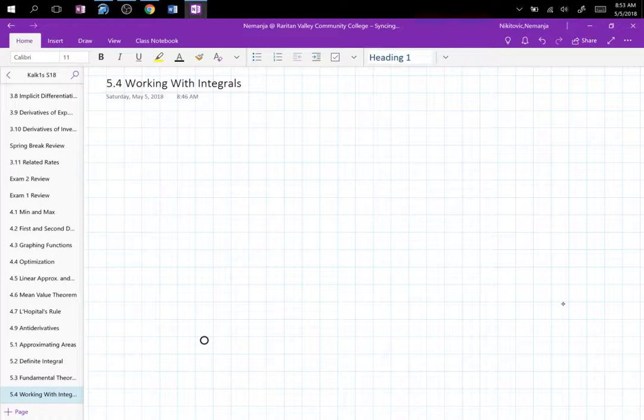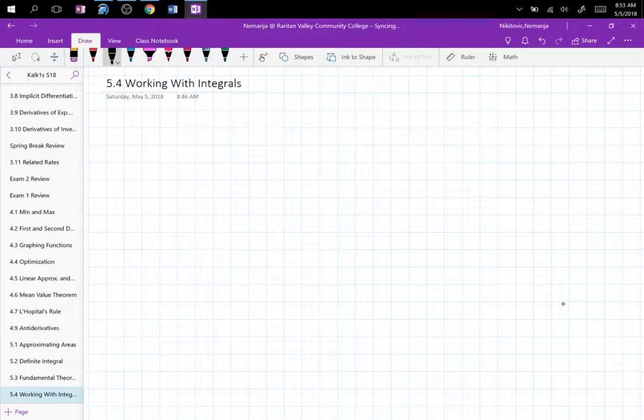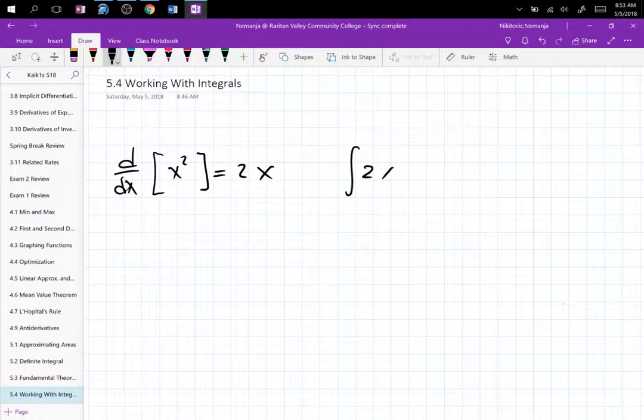I'm going to go all the way back first and make sure that everyone is on the same page with integration. So we started with integration in 4.9, and we said that integration is going to undo derivatives. So I started with d/dx of x squared is 2x. The integral of 2x dx was x squared, and then we said you have to use the plus c.